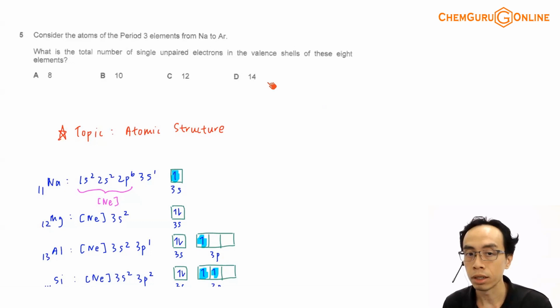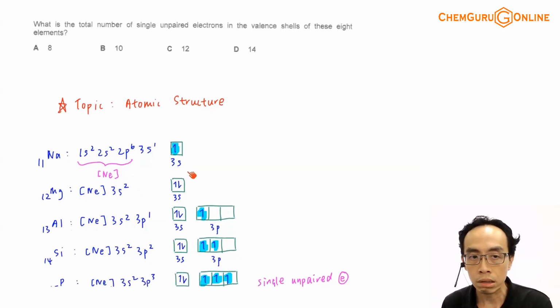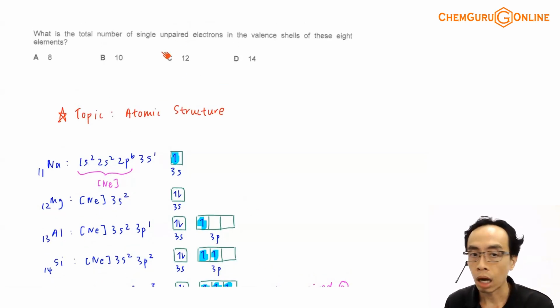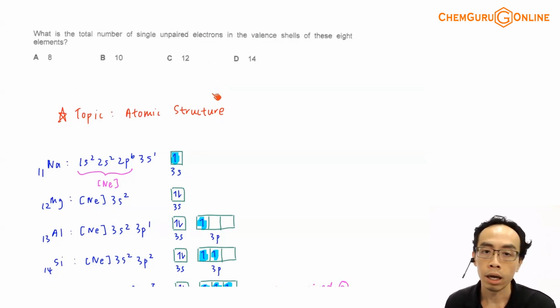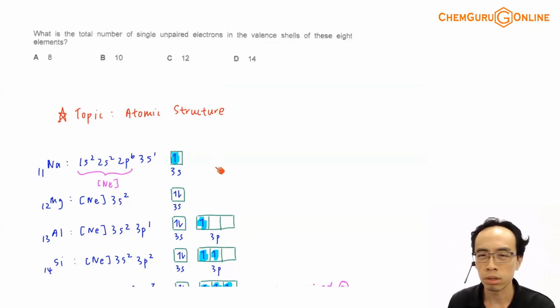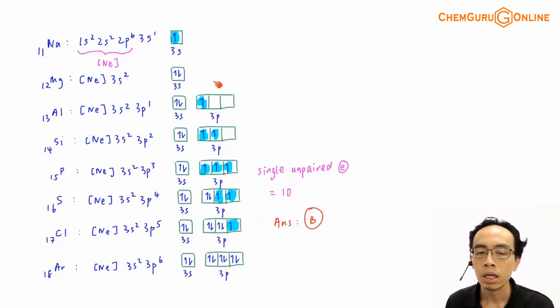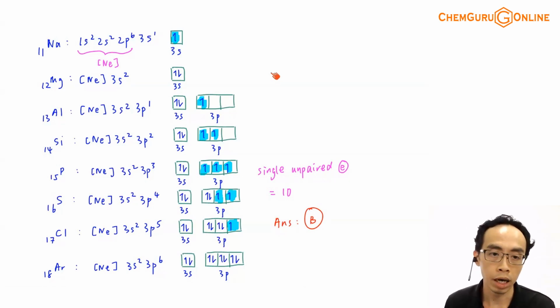So for each of these elements, sodium all the way to argon, we're going to write down the electronic configuration. And I have also written the electron in box diagram for my valence shell, to be very clear about how many unpaired electrons we have. Once we have that, we just count the total number of unpaired electrons. So it is more tedious than difficult. In case some of us are not drawing out the electron in box diagram, we have to be very careful in terms of how many unpaired electrons we have.